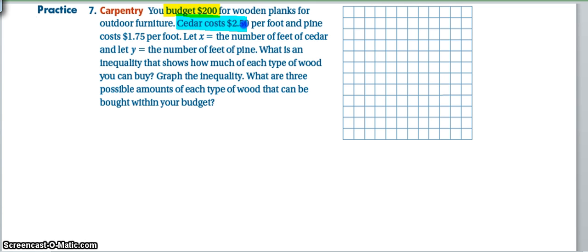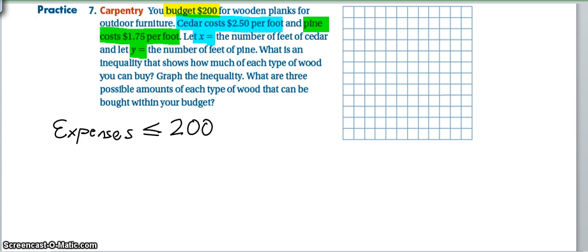We know that cedar costs $2.50 per foot, and pine costs $1.75 per foot because it's not as good of a wood. X is going to represent cedar, and Y is going to represent pine. And we want to set up an inequality to represent our situation. So go ahead and pause the video and try that on your own, setting up that inequality.